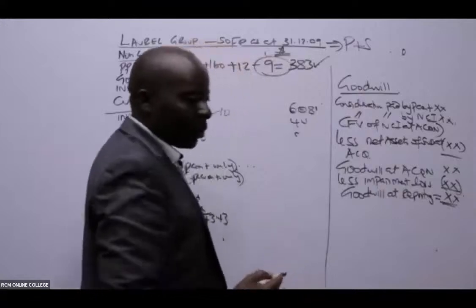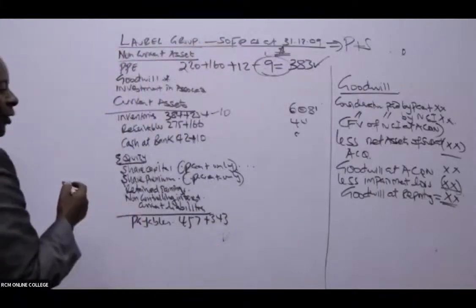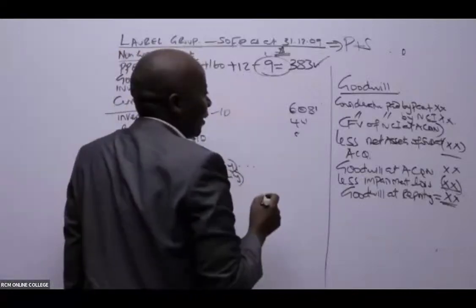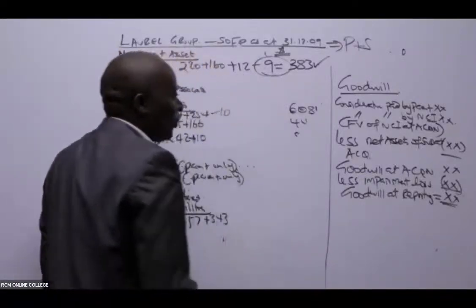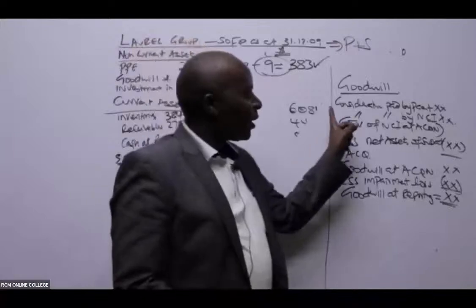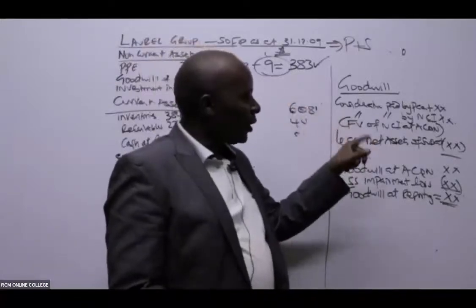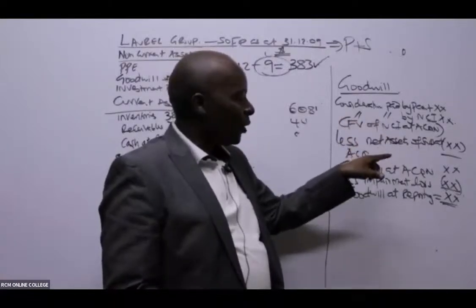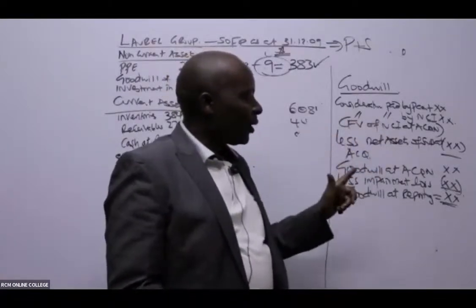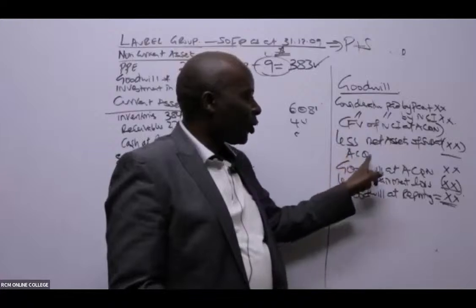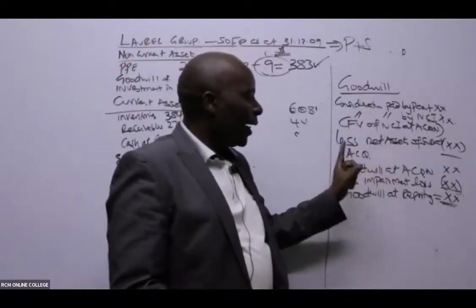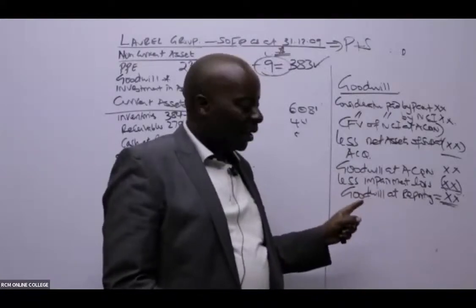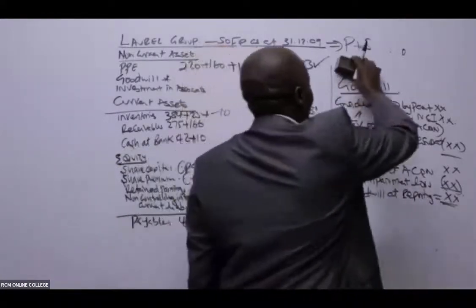So let's take this approach and then we apply it here. First of all, copy this very fast. Let me know once you finish. So consideration paid by the parent, how much? Then we have consideration paid by the NCI, which is the fair value of NCI at acquisition. And then we less net assets of the subsidiary at acquisition. We get goodwill at acquisition like that. And then we less impairment loss. Done. We get goodwill at reporting. Thank you very much.